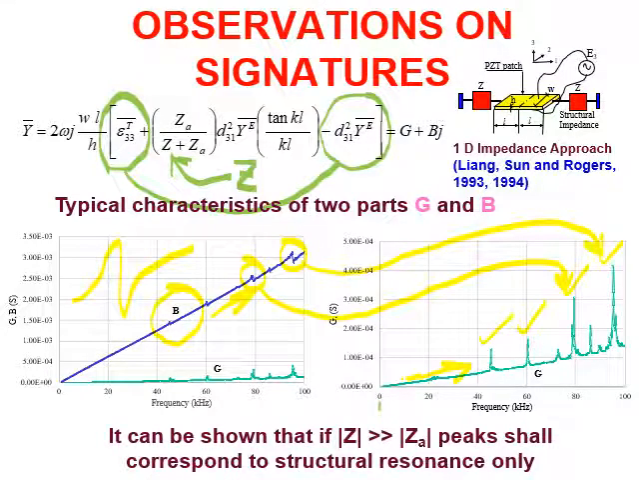Now it can be shown that if the mechanical impedance of the structure is very large as compared to the mechanical impedance of the piezoelectric patch, then the peaks would only reflect the structure resonance. They will correspond to the resonance frequencies of the structure. But if the mechanical impedance of the structure and the mechanical impedance of the patch are of the same order of magnitude, then we will find that both of them contribute to the peaks.